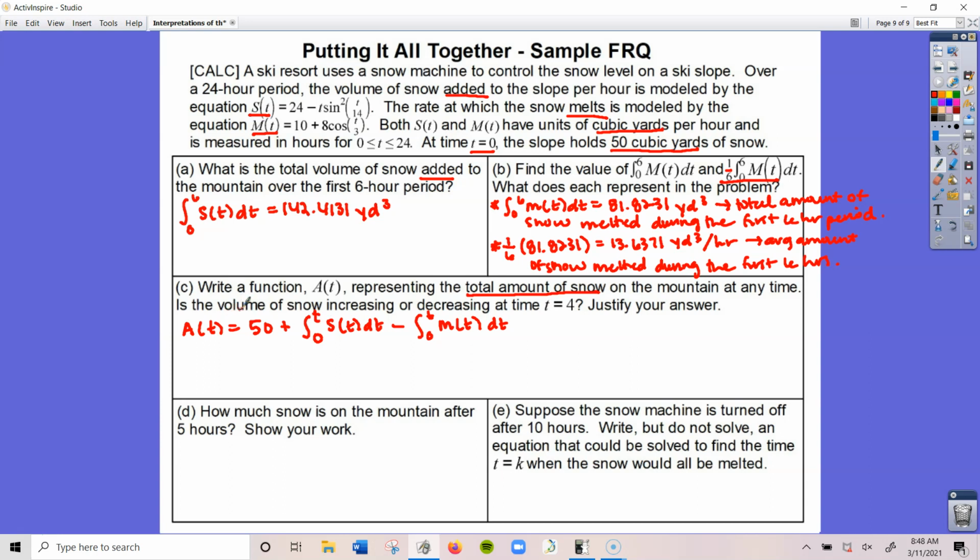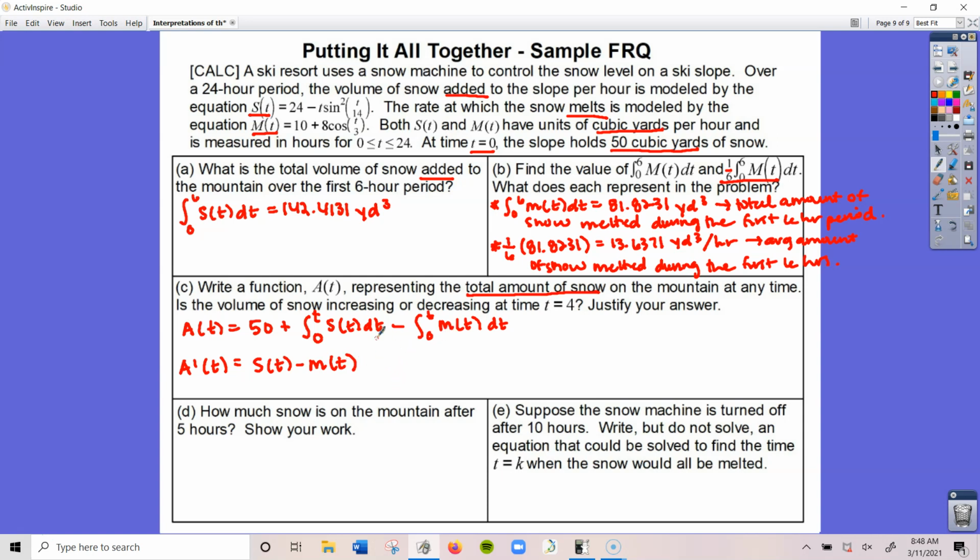Now it's asking, is the volume of snow increasing or decreasing? If we're ever trying to find when something is increasing or decreasing, that is the derivative. So that means I'm going to have to find the derivative of this function. So A prime of t is going to equal, the derivative of 50 is just 0. Now when you find the derivative of an integral, that basically just cancels out because you're finding the derivative of the antiderivative, so that just gives us the function. So this would be s of t minus m of t.